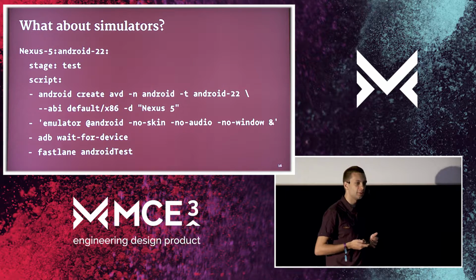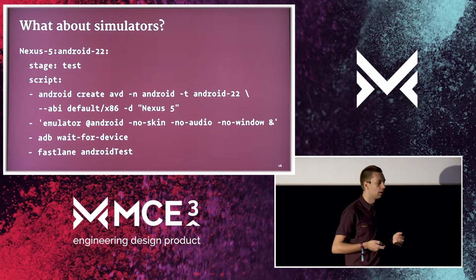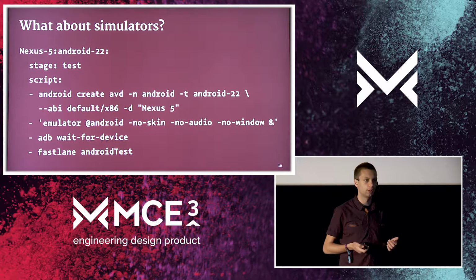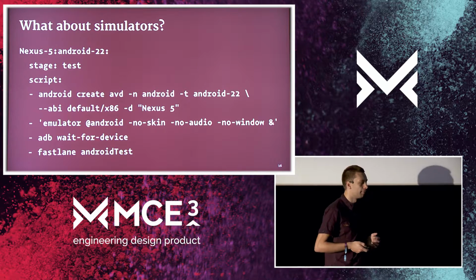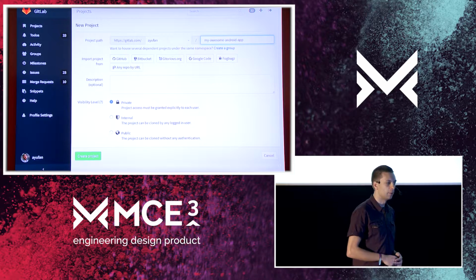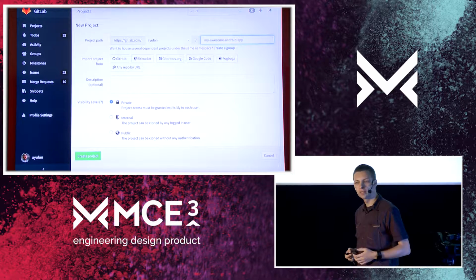This is a really nice addition because it allows you to reduce your testing time while having even fuller coverage of your testing devices. The next thing, once we have this GitLab CI YAML file, is really simple. You need to go to GitLab and create your project.